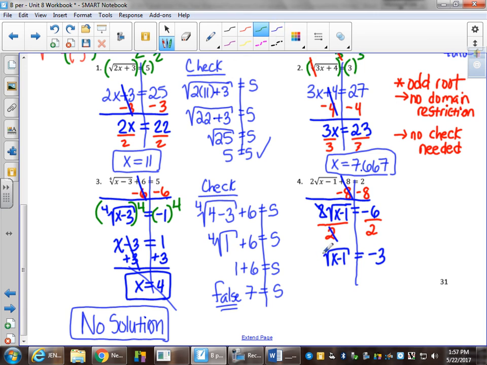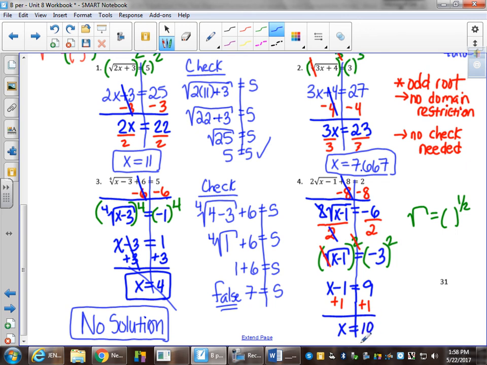What is the opposite of taking the square root? Raising to what power? So recall, square root means raising to the 1/2. The reciprocal of 1/2 would be 2. So we will square both sides. Again, if it helps, gently cross out the 2 and the square root. Those are inverse operations, leaving behind x minus 1 equals a positive 9. And then lastly, I will add 1 to both sides and get x equals 10.